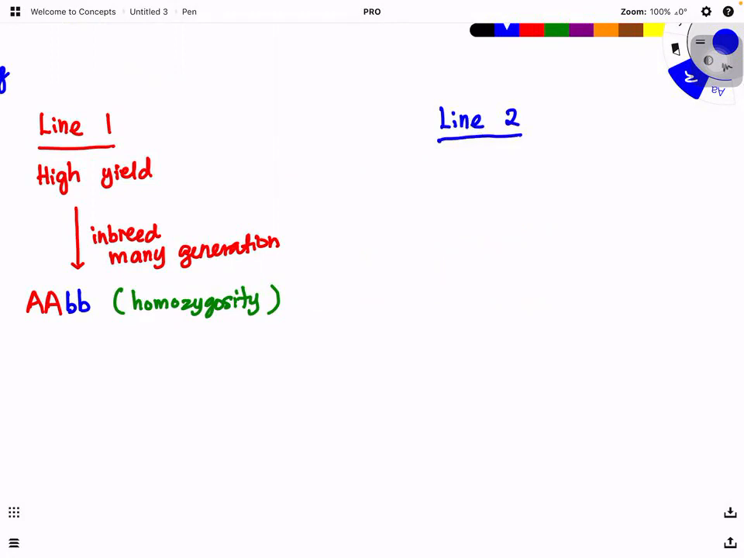A different variety, but they are still the maize. Okay? They're still the maize. But in this case, we don't care about the high yield or low yield. We care whether they can be infected or not. So in this case, we take the disease tolerant ones, and then we inbreed them for many, many generations. If we inbreed them for many, many generations, now we know that they will carry big B, big B. But in this case, we don't focus on their product. Whether the product is more or less, I don't care, because this one is my line 2. I just want to make sure that this is tolerant.